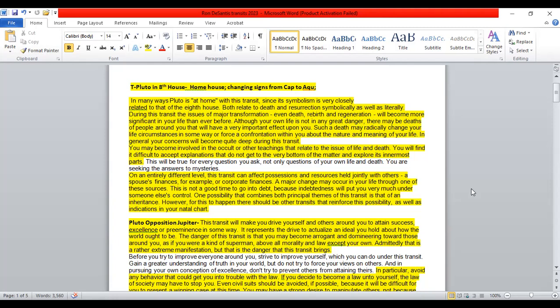Of course not. On an entirely different level, this transit can affect possessions and resources held jointly with others. A spouse's finances, for example, or corporate finances. Now, I heard something in the last, whatever, I forget when he got into the governorship, there was some extra funds there, and I think there was something. I just heard something funky about that. I cannot remember it totally, but when I'm reading this now, I've got to go back and find what that was.